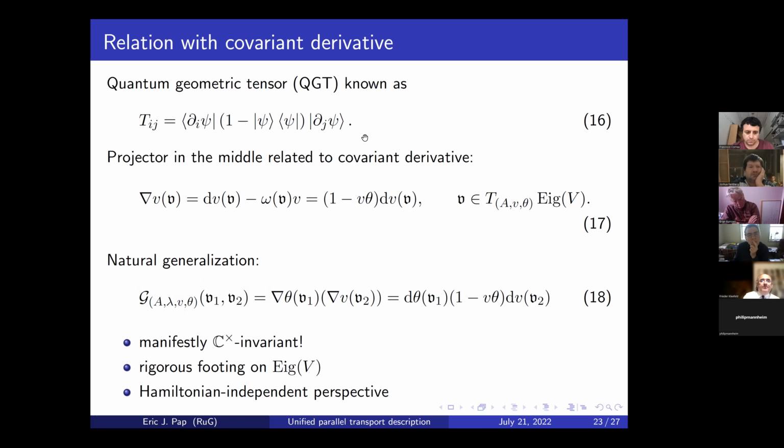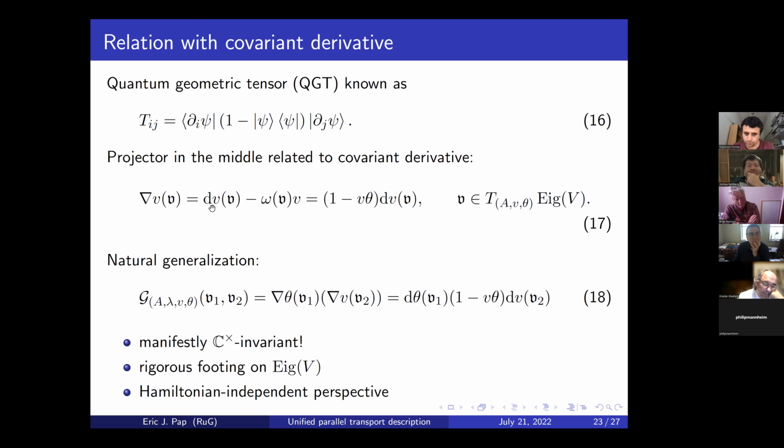But so we now take another perspective on this. And so we start with this operator that appears here. So this is a projection. And so now we note that this projection, you can get this by looking at covariant derivatives on Eig V. Let us take a Hamiltonian independent perspective. So denoting covariant derivative by nabla, nabla of V, then add some tangent of Eig V, which I denote by fraktur V.